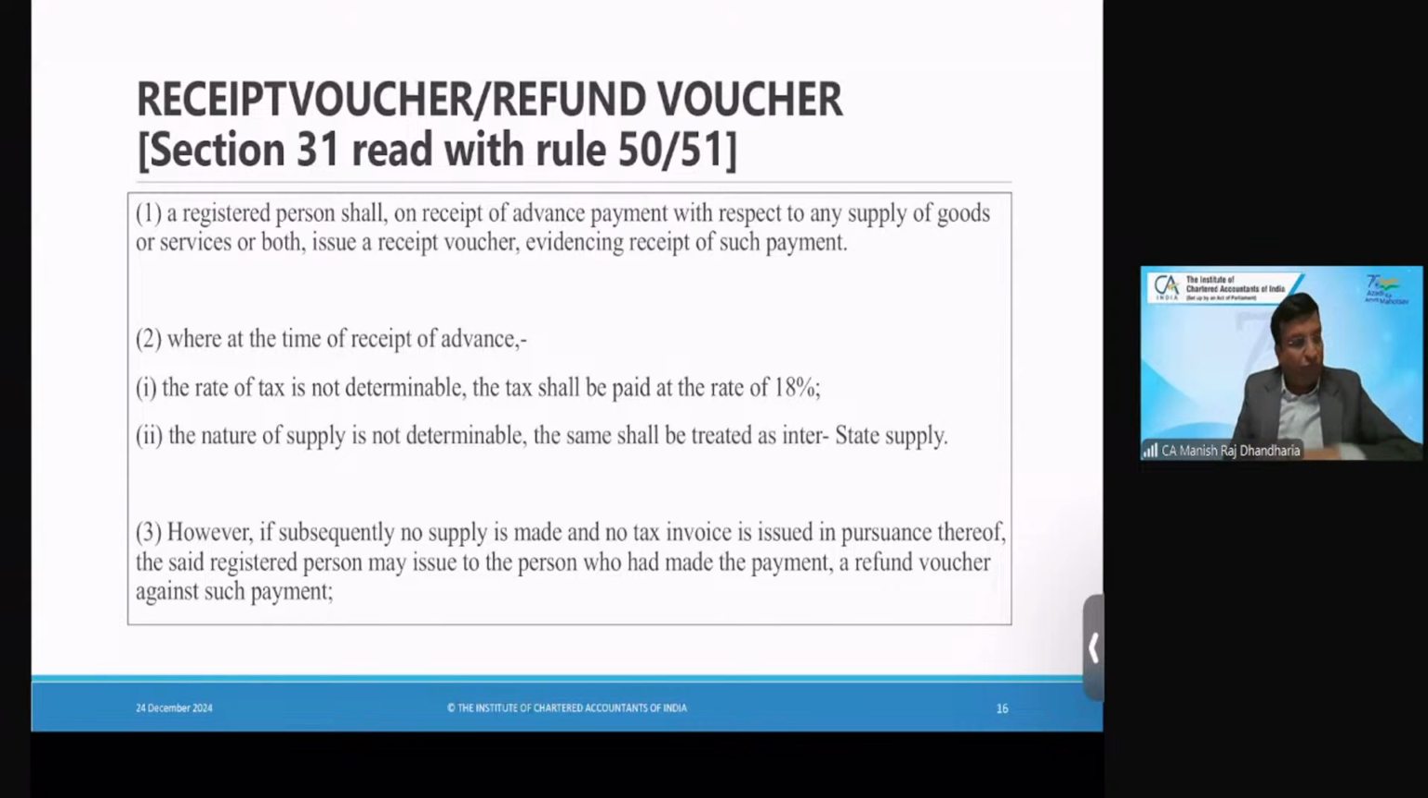Okay. So in that case, if I am not issuing a tax invoice, what will I do? I have to issue one receipt voucher. So when do you have to issue the receipt voucher? When you are receiving an advance, at that time you have to issue the receipt voucher.